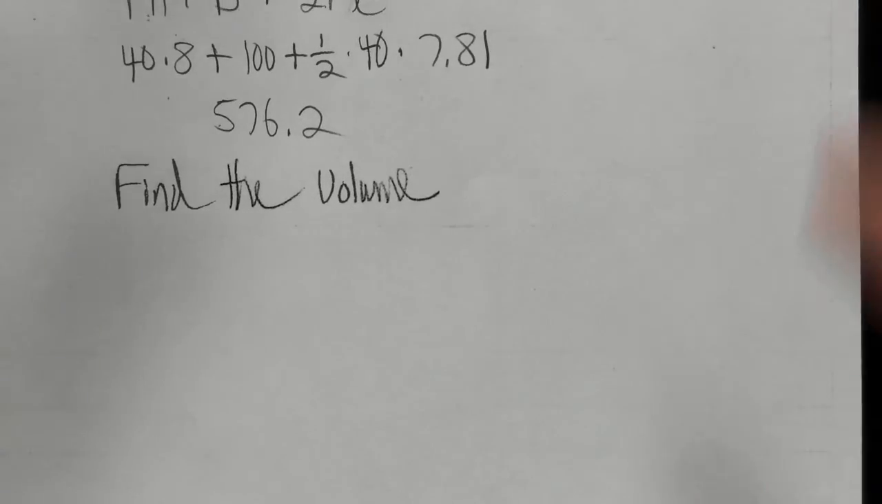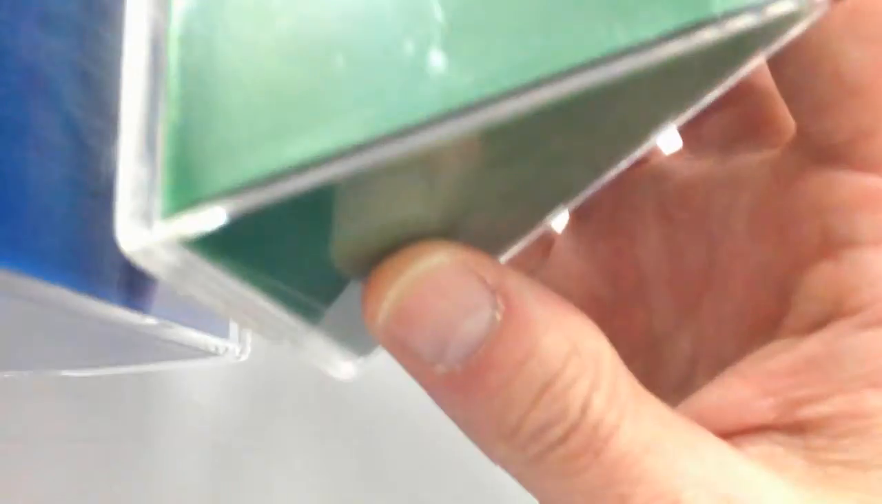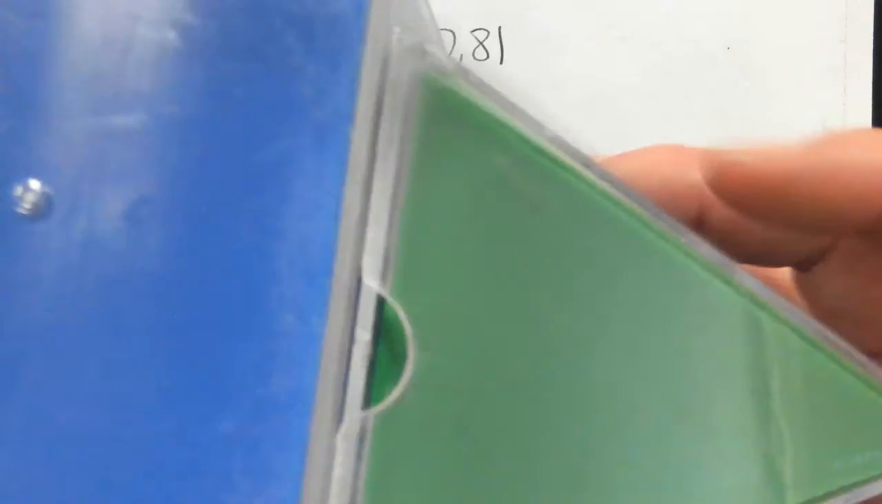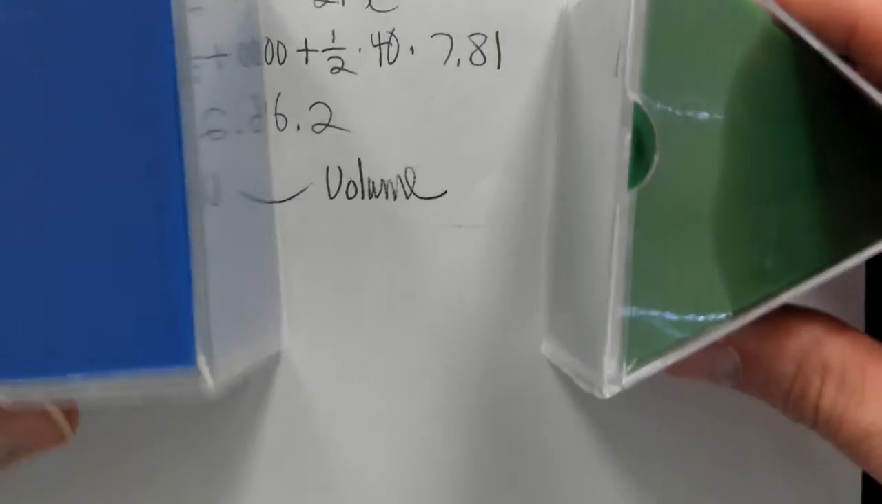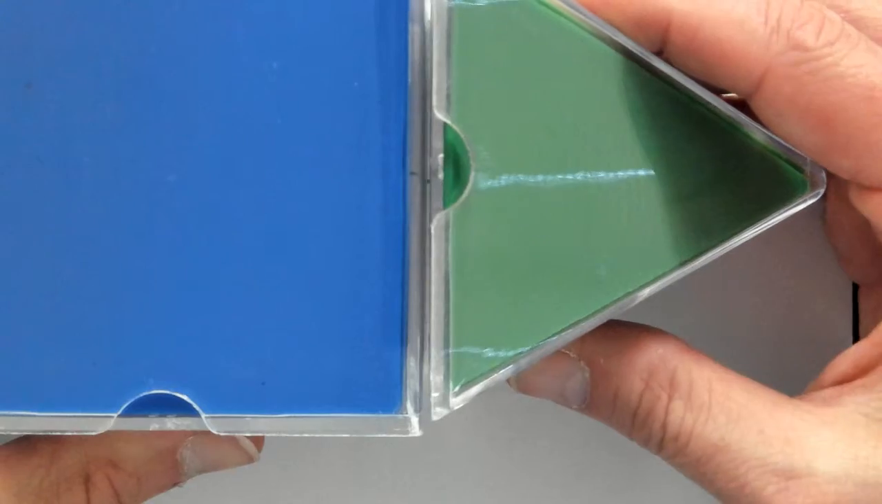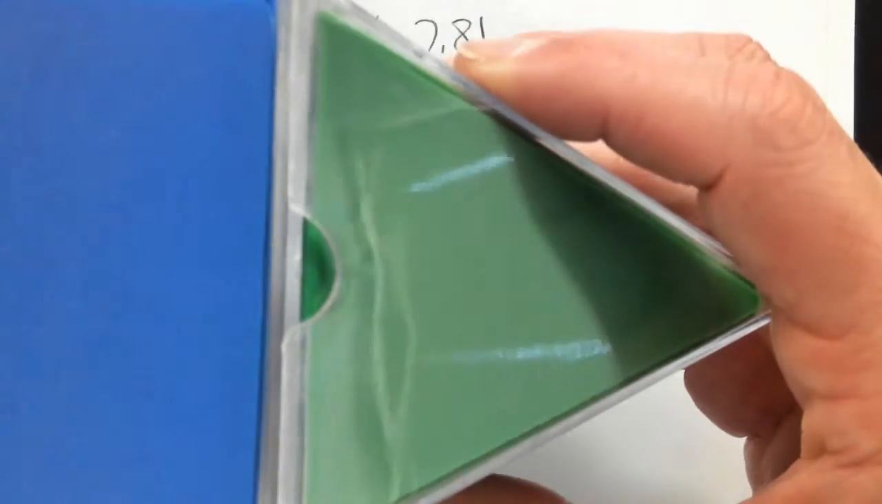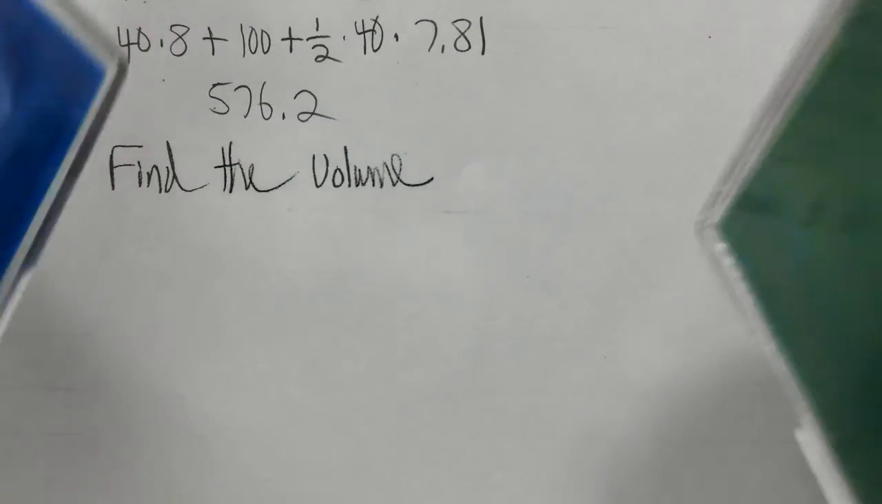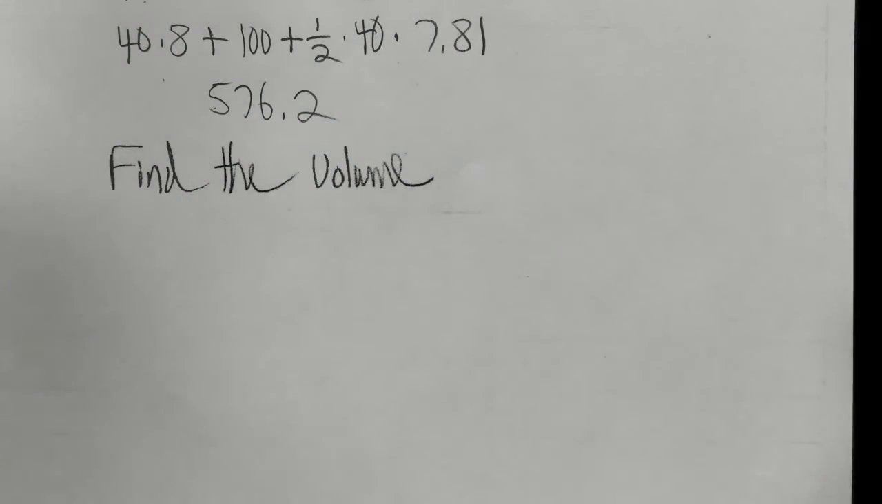Now, when you put two figures together, the surface area is definitely affected, right? Because some surfaces are not showing anymore. But remember, volume is the inside space of the figure. So the question is, when I put these together, is the volume affected at all? And the answer is no. The volume of this and the volume of this will be the same, regardless if I put them together or pull them apart. So with volume, there's no adjustment to the formula that needs to be made.